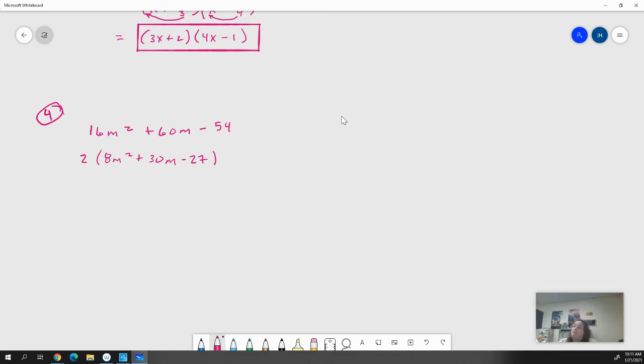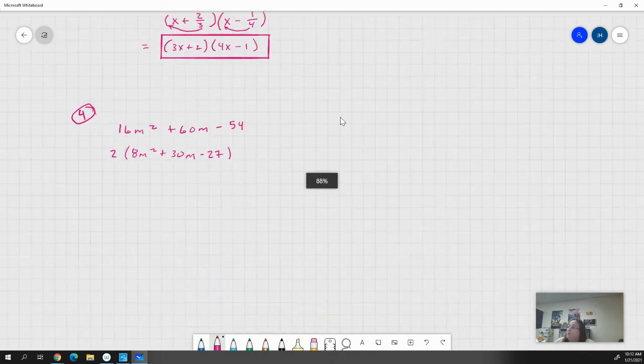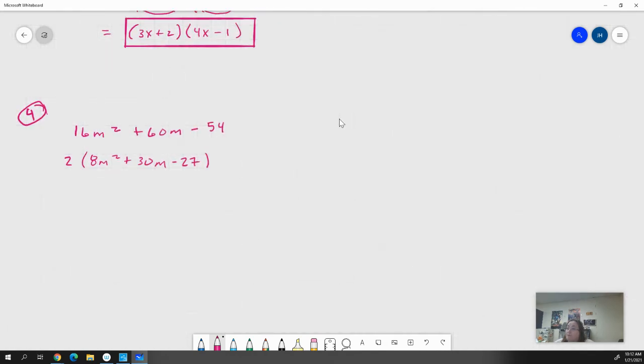But if I do it this way, I only have to find the factors of whatever 8 times 27 is, which is 216. So I no longer have to deal with such a large number. I'm still dealing with a pretty big number, but it's not nearly as large. And I don't have to think about this 2 anymore, right?